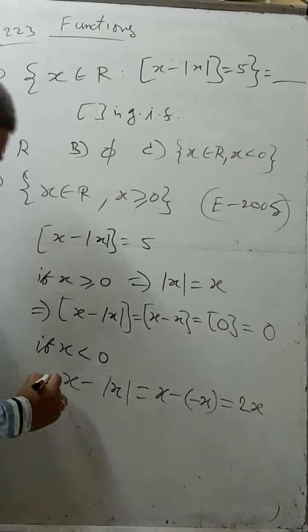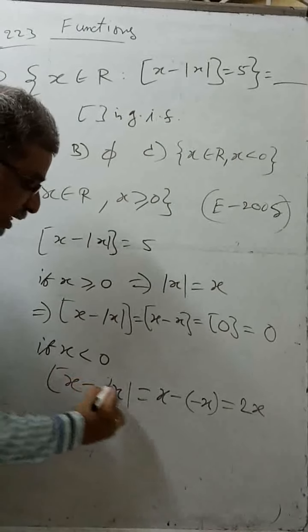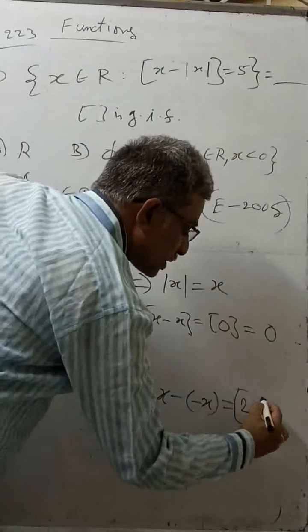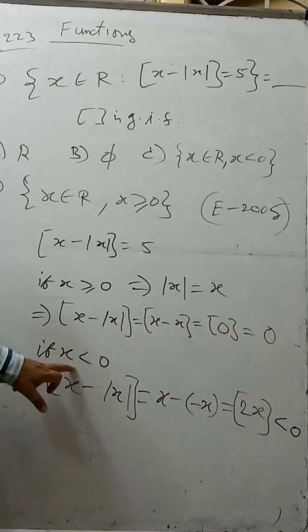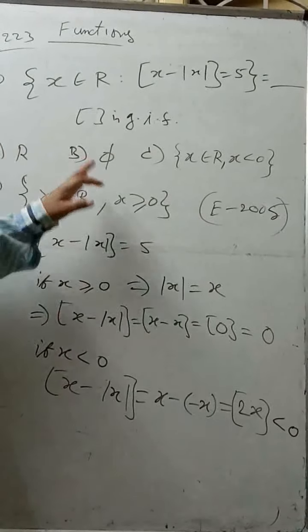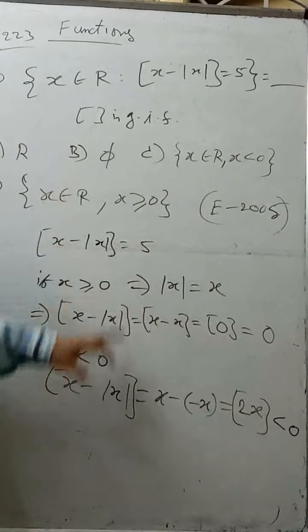Now, what is step of x minus x? Step of 2x. Here x less than 0 means you will get some value less than 0 but not equal to 5. This value must be an integer which is negative because x is less than 0. But he is saying it is equal to 5. So is there any set satisfying this? No. Means our option is B. Null set. There is no set satisfying is equal to 5.